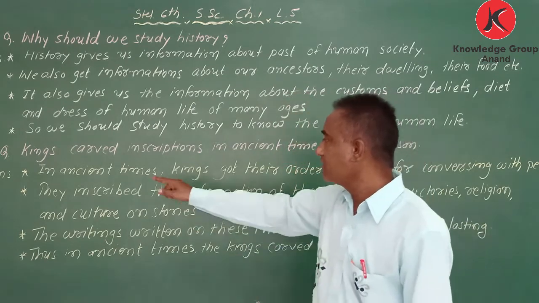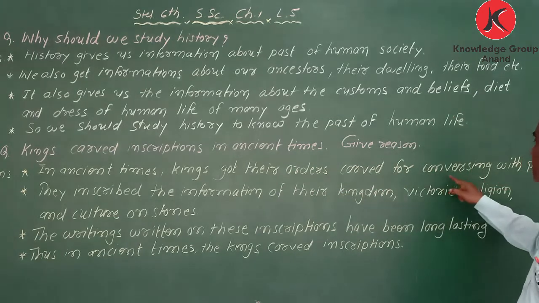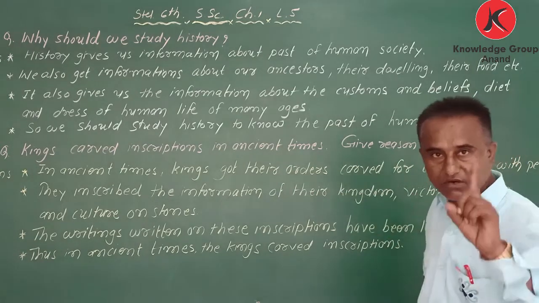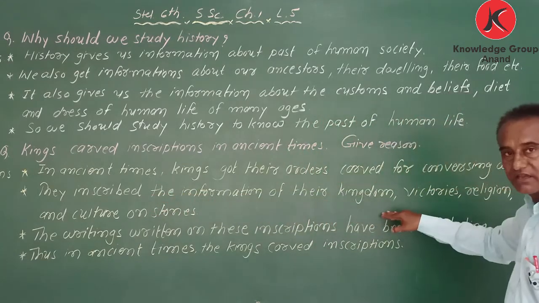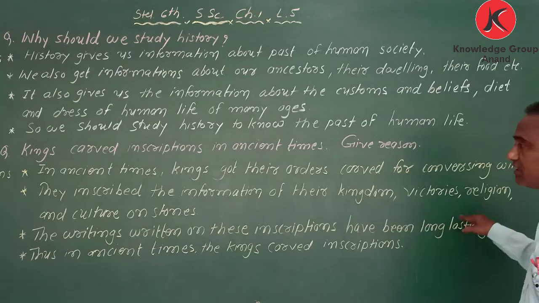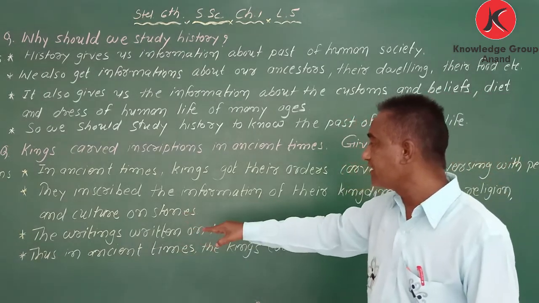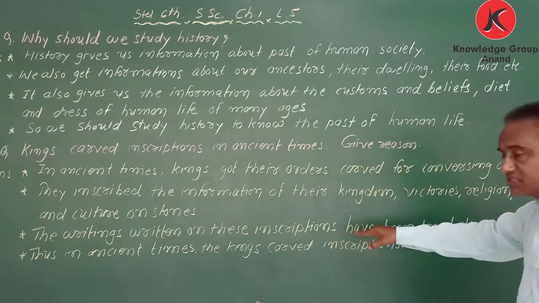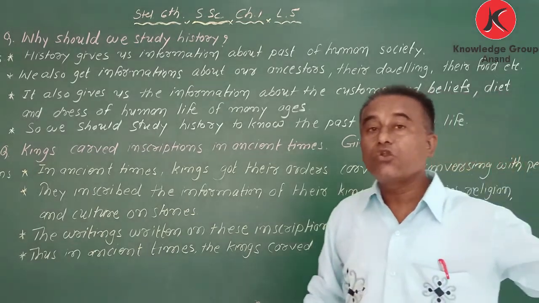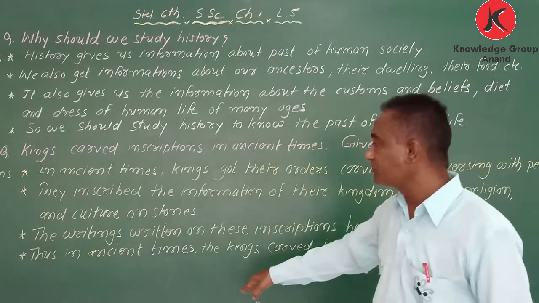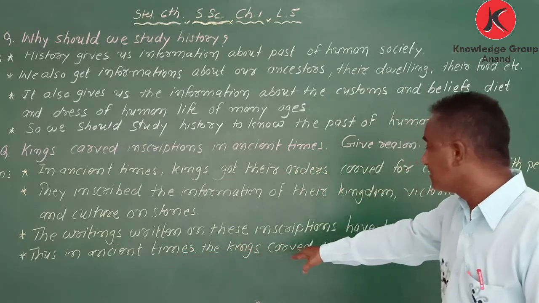Again I repeat, in ancient times kings got their orders carved for conversing with people. Number two, they inscribe the information of their kingdom, victories, religion and culture on stones. Third thing, the writings written on this inscription have been long lasting. They remain for a long time. And that is why in ancient time, in olden days, the kings carved inscriptions.